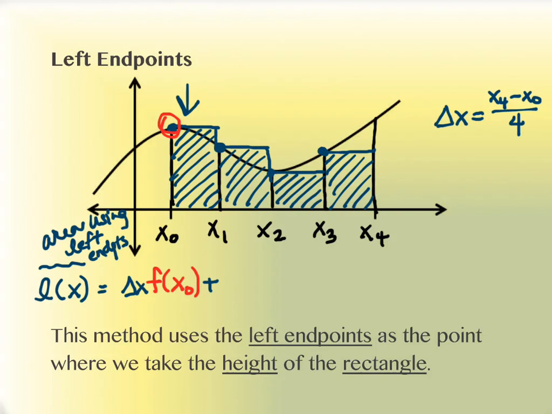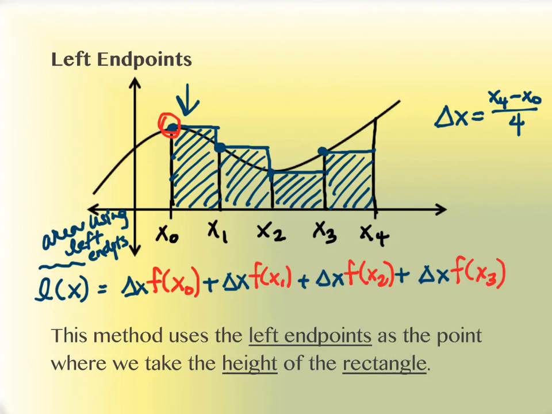What's the width of the second one? Delta x. What's the height? Yeah, it's f of x1. What's the width of the third rectangle? Delta x. What's the height? F of x2. What's the width of the fourth rectangle? Delta x, right? And then the height? F of x3. So you notice that we don't have an f of x4 because we didn't actually use that particular coordinate pair as a height of any rectangle.